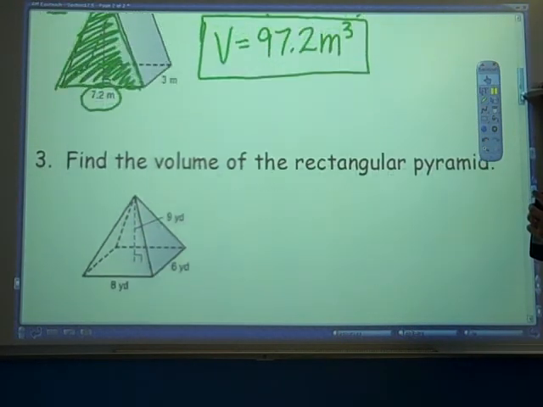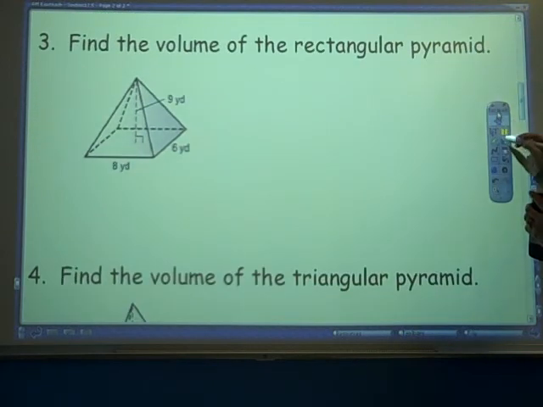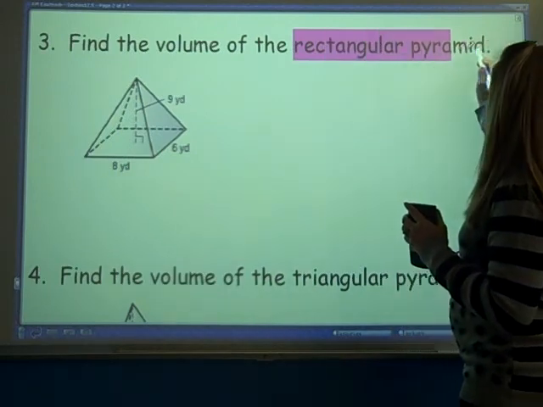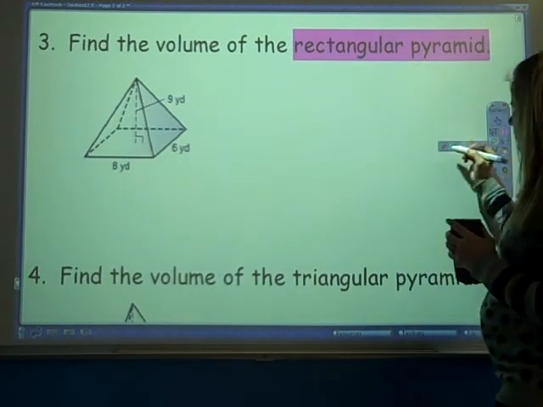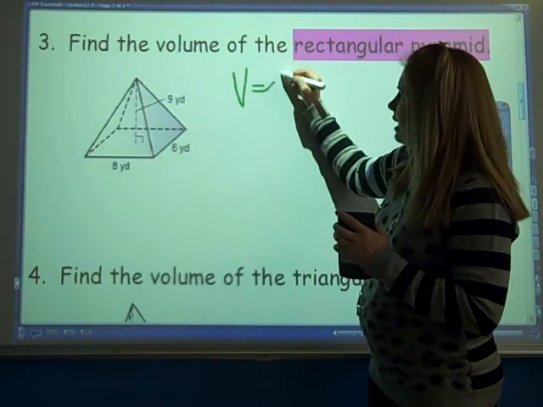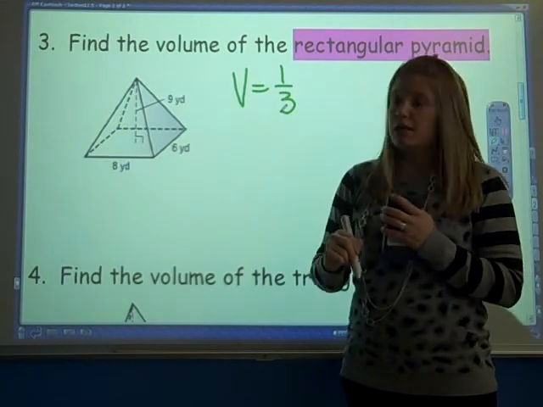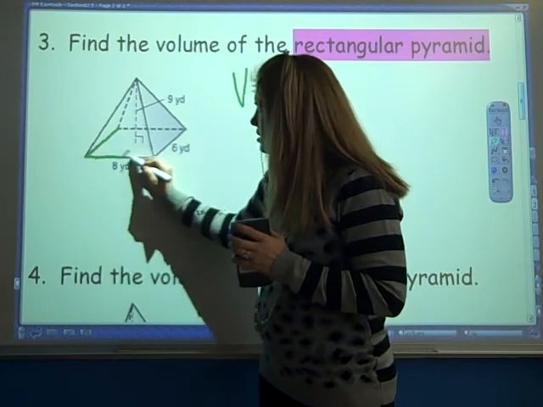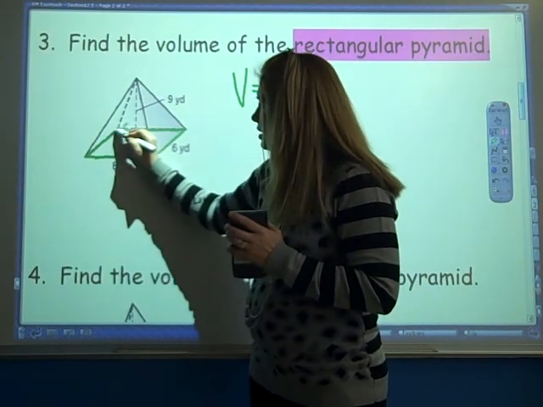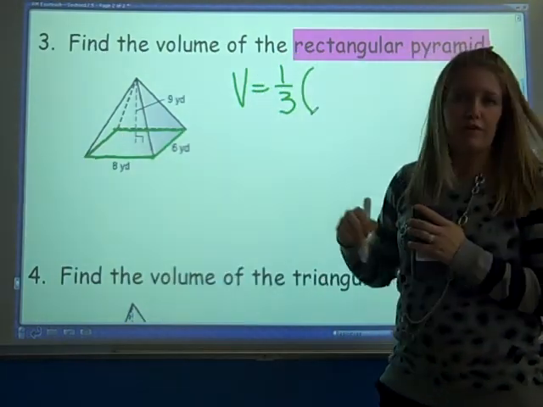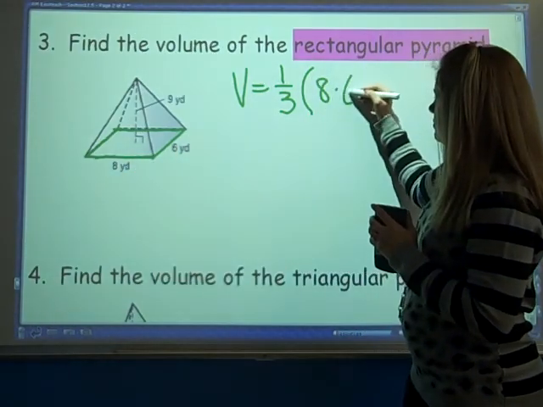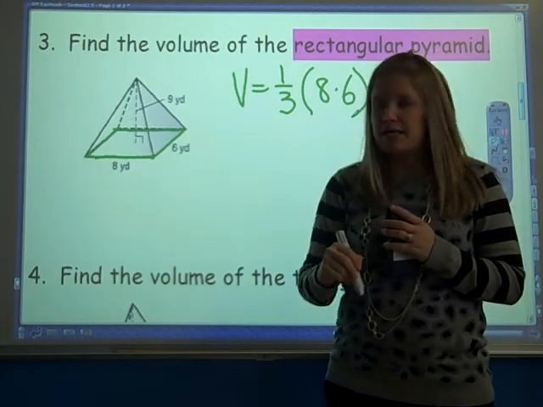Now we're going to do 2 pyramids. We're doing a rectangular pyramid. Pyramid means you're going to have the 1/3 in there. Rectangular means your base is a rectangle. So here's my base, here's my rectangle. The area of a rectangle, length times width, 8 times 6, times the height of my shape.